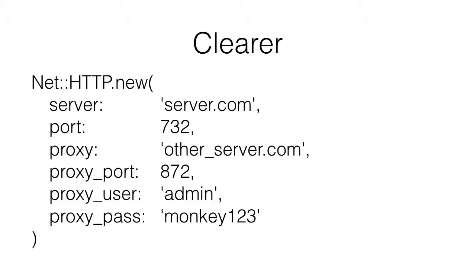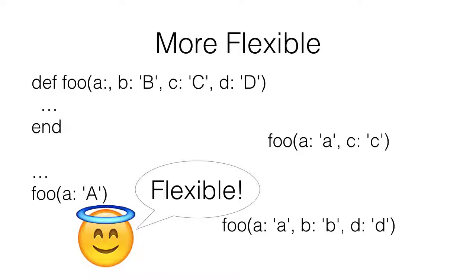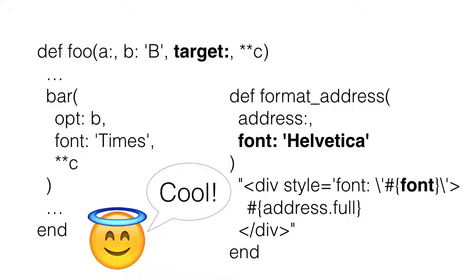So, keyword args are clearer. Keyword args are more flexible. Keyword args are cool and functional. Keyword args are just better. They let you write better code, more loosely coupled code, more functional code, clearer code. Thank you.